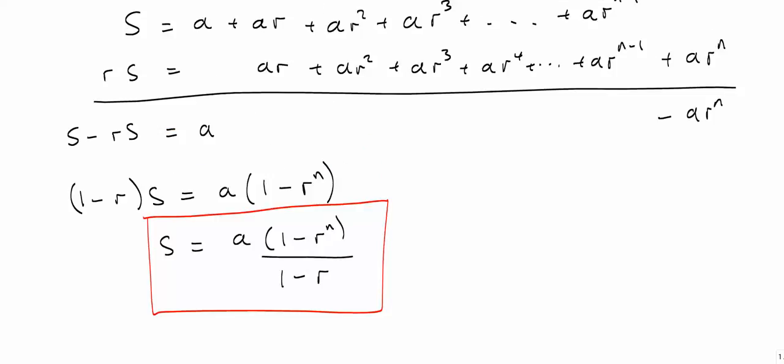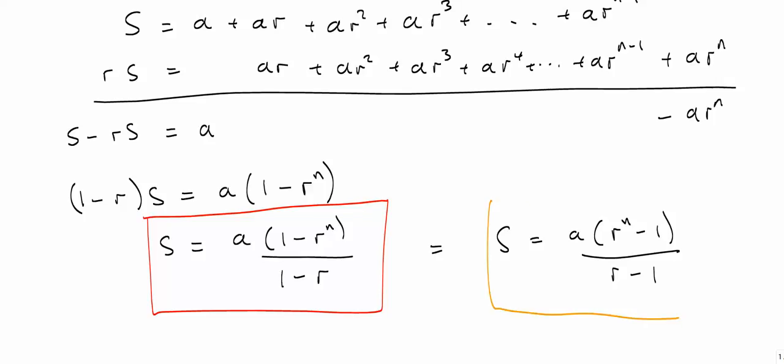Now I could have subtracted S from rS in these series here, in which case I would have got S equals a(r to the n minus 1) over r minus 1. In fact, you can achieve that just by multiplying top and bottom of the series here in the red box by minus 1. They're the same thing.